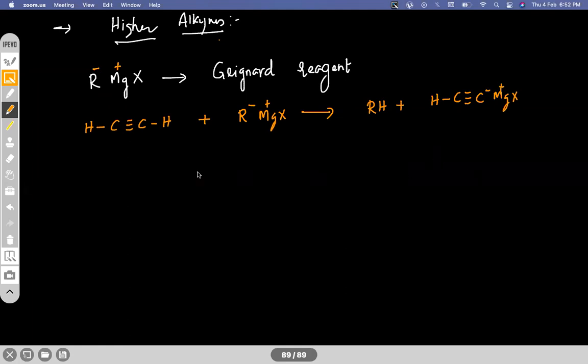We are not concerned with this alkane. If you want to get a higher alkyne, then again here you add alkyl halide, RX. So with RX, MgX takes this X minus, forms MgX2, and R will get attached to the terminal carbon, which is this. So this is a higher alkyne we get from the smaller one.